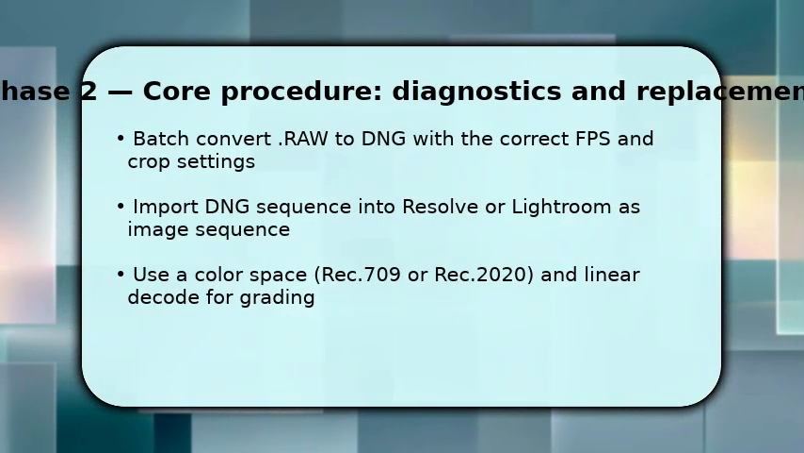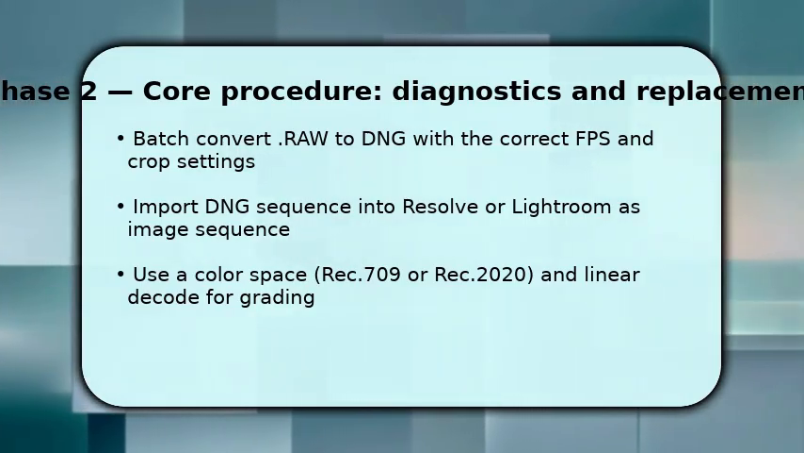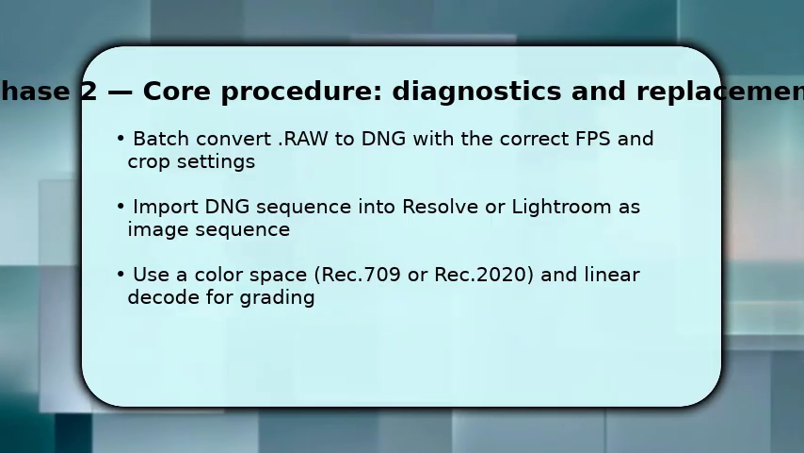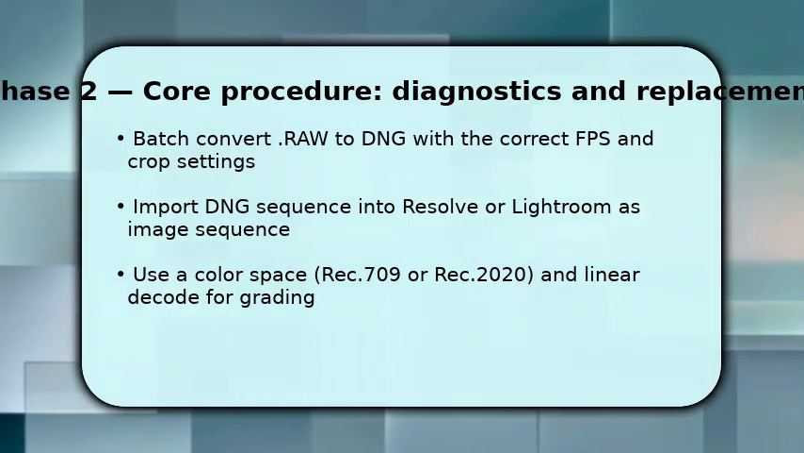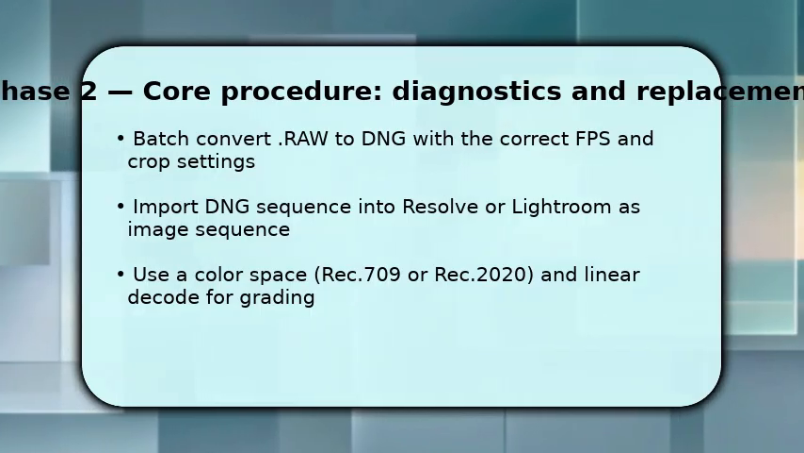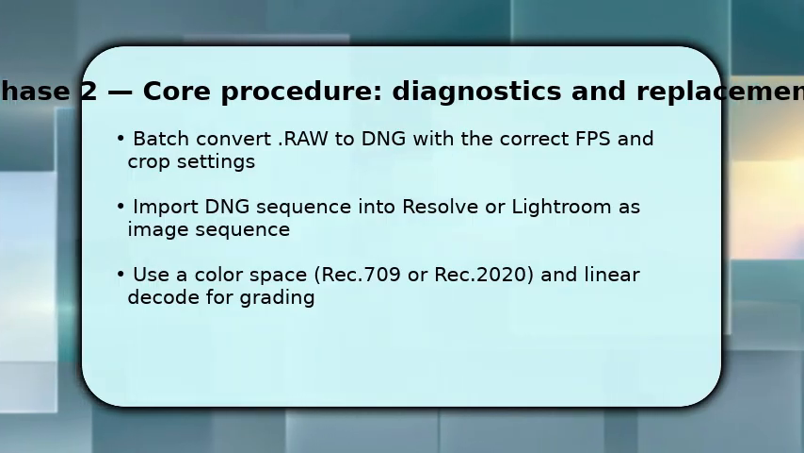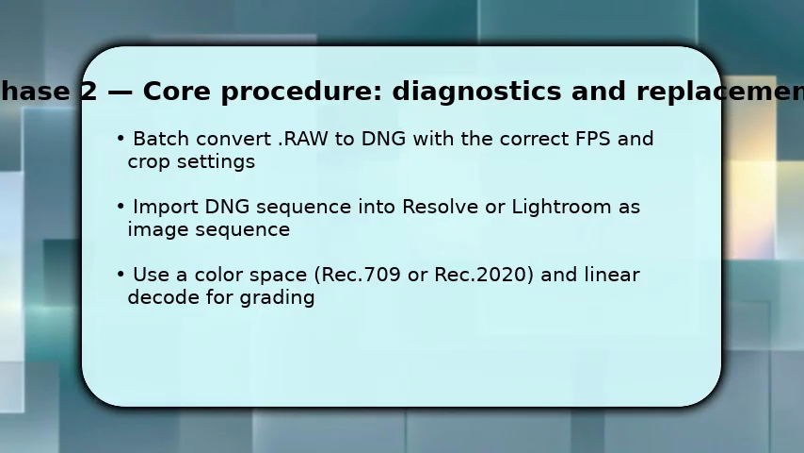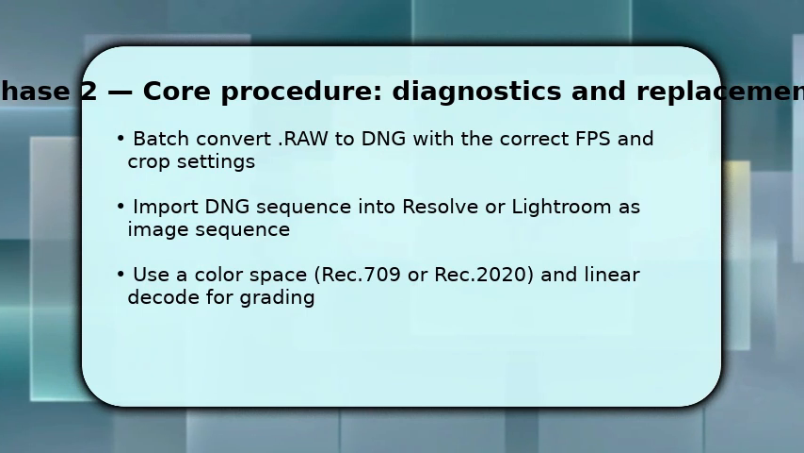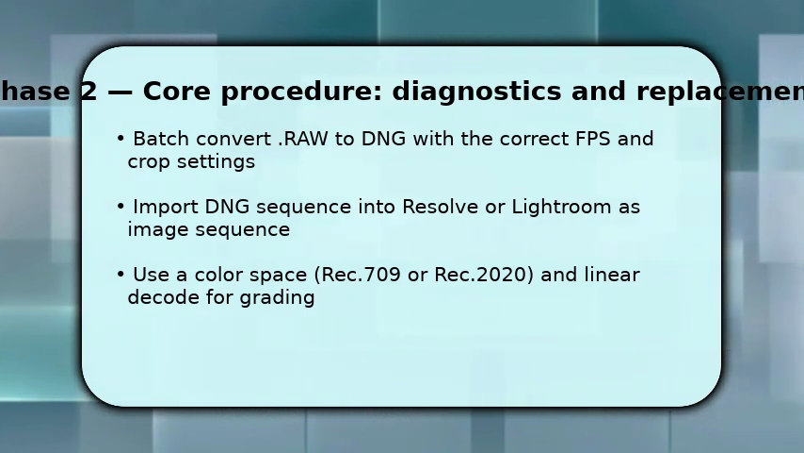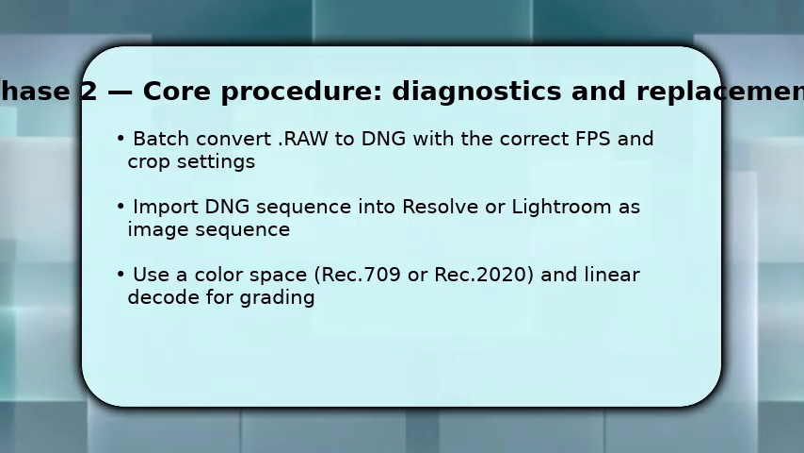You now convert and import for editing. Batch convert using RAW 2 DNG, specifying FPS and crop so frames match timeline timing. Once converted, import the DNG sequence into Resolve or Lightroom as an image sequence. This preserves frame-accurate timing. Choose a linear decode or camera profile on import so highlights and shadows behave predictably. Once graded, switch to Rec. 709 or Rec. 2020 for delivery. Make sure to render a short test clip to verify motion cadence and color response before full grade passes.